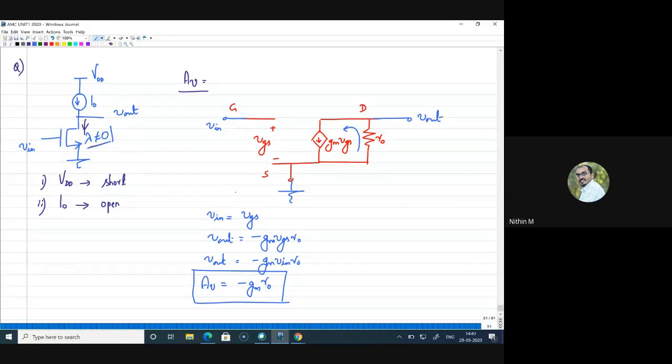Any answers? What can be the maximum value of RD? RD can be as high as possible, right? To the extreme that RD can be equal to infinity. But what will happen if I am putting RD as infinity? That means it is an open circuit. So if I put RD as infinity, the circuit will look like this.